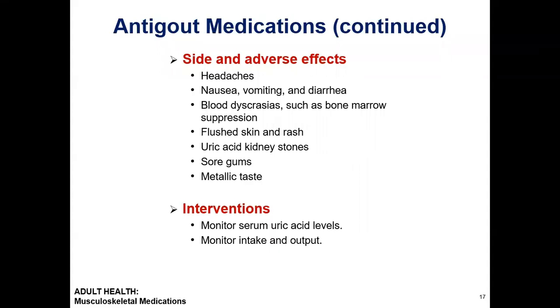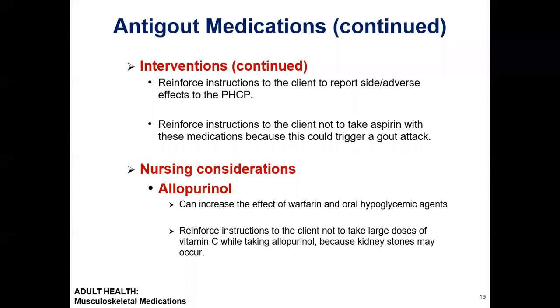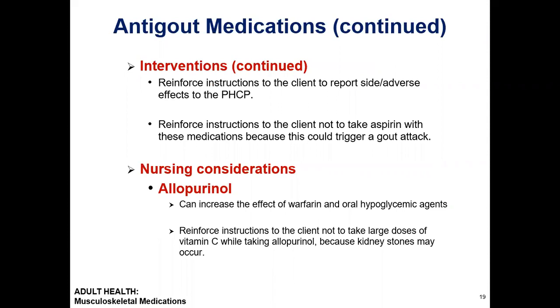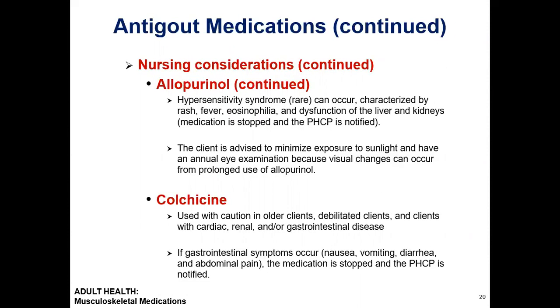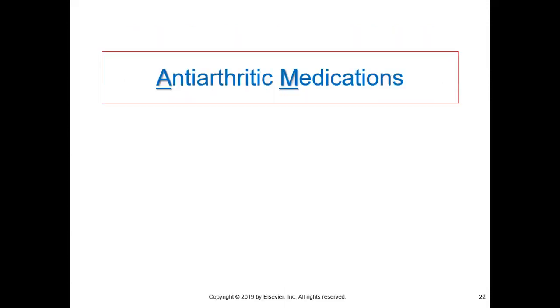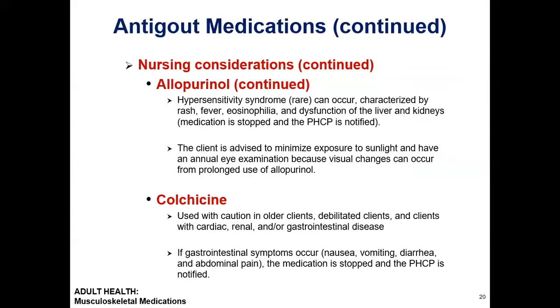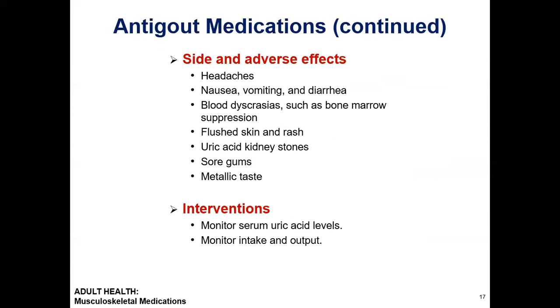What are the common anti-gout medication side and adverse effects? So basically here we are going to see the anti-gout medications, allopurinol, colchicine, or other anti-gout medication like probenecid, their side effects. The common adverse or side effects of anti-gout medications can cause headache or GI upset like nausea, vomiting, and diarrhea.